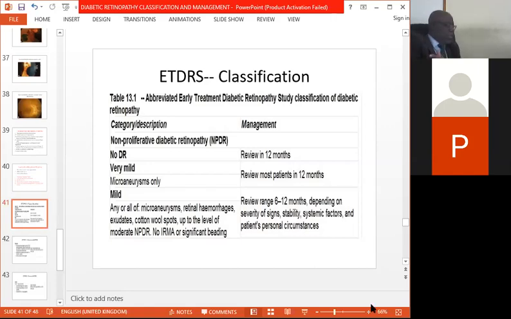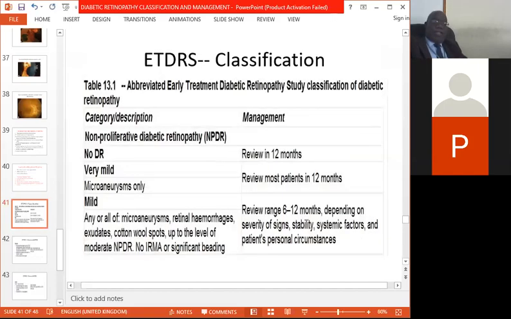Once you do the photocoagulation, you review. Very mild, review. If they've only microaneurysms, review most patients in 12 months. Microaneurysms only, review. Mild: any of or all the microaneurysms, retinal hemorrhages, you review in 6 to 12 months.